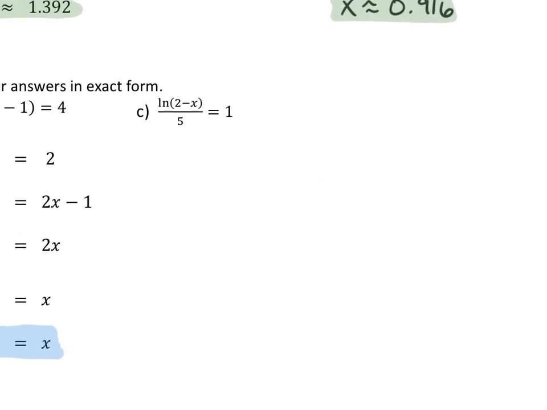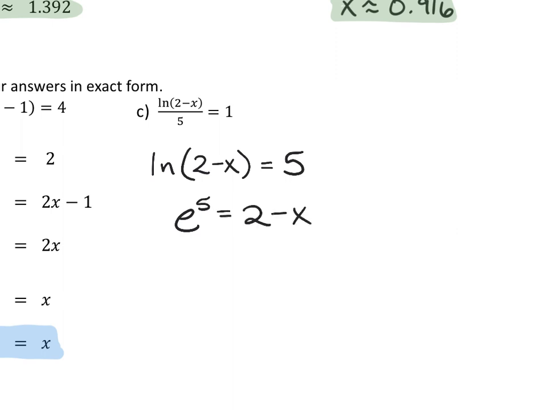First step is to isolate the natural log, which means I need to multiply both sides by 5 so that the denominator of 5 goes away. So natural log of 2 minus x is going to be equal to 5. At this point, the natural log is isolated, so I log loop it. What's the base here? E. So this is going to be e to the 5th power equal to 2 minus x.